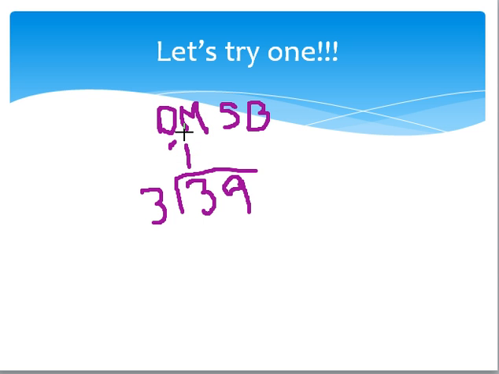Now, let's multiply. You must multiply the first number that you have of the quotient and the number that is the divisor. So you'll do 3 times 1, which equals 3. So you put the 3 down. Now, you are ready for your next step. Subtract. 3 minus 3 equals 0. And you bring down the 9.